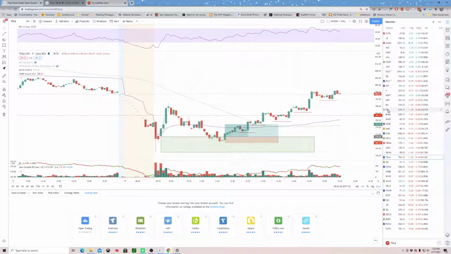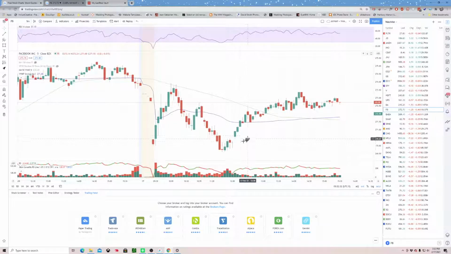Let's see if there's another example. I think everything else is a bit too choppy, but obviously in hindsight, I'm seeing it this way.